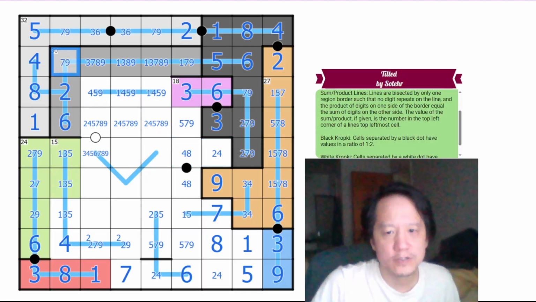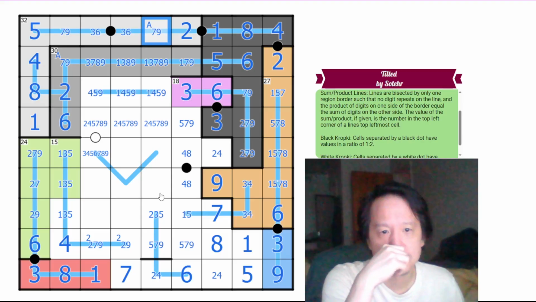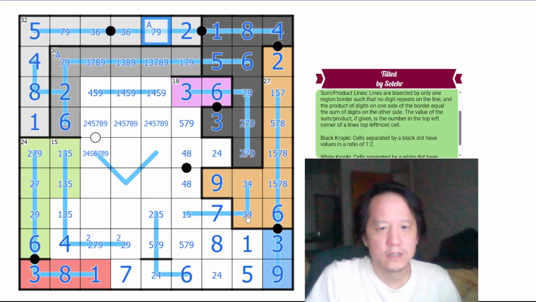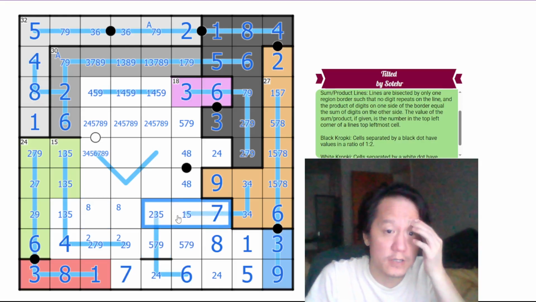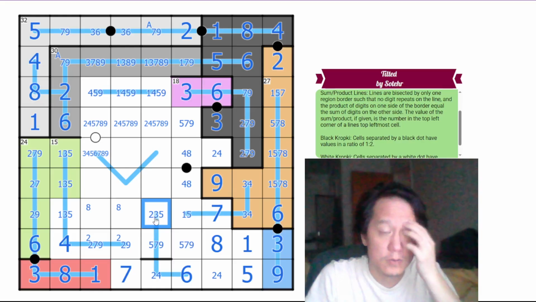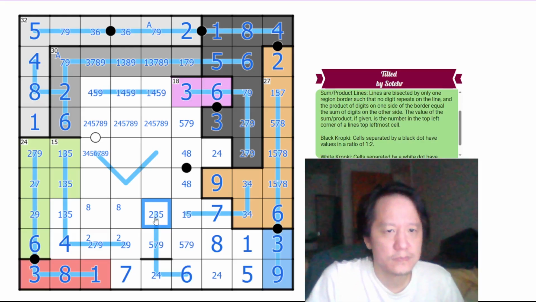We know these are the same digit. That's not very helpful. One of these must be an 8. There's no other place for the 8 in that row. One of these 3 is an 8.